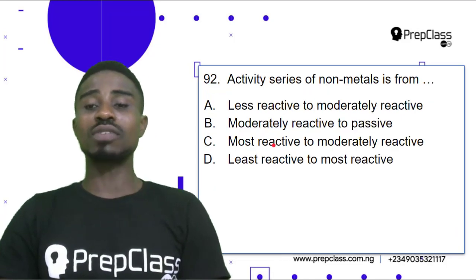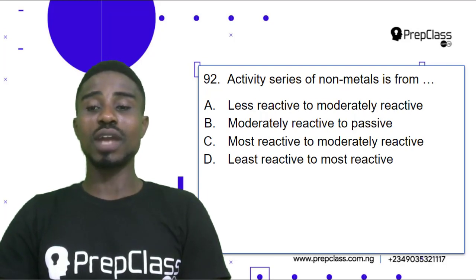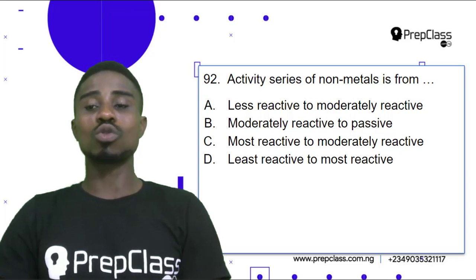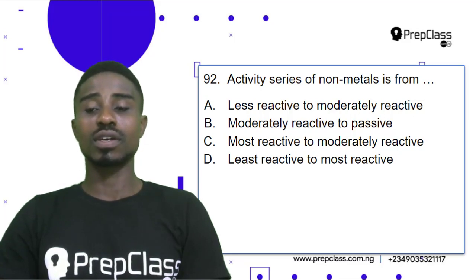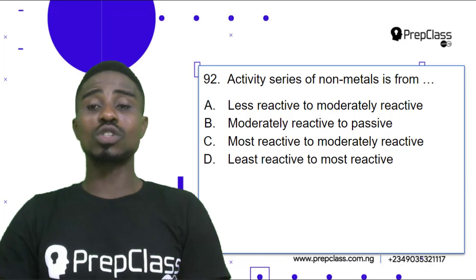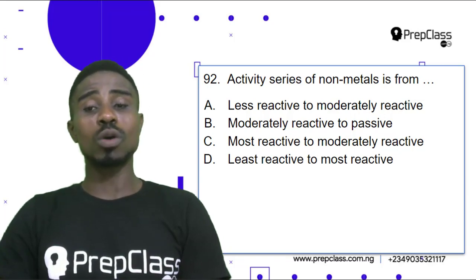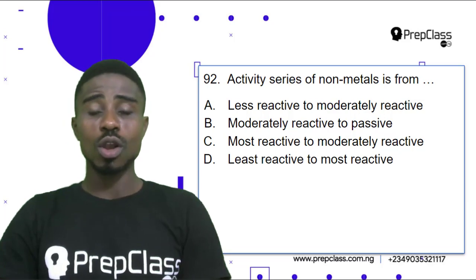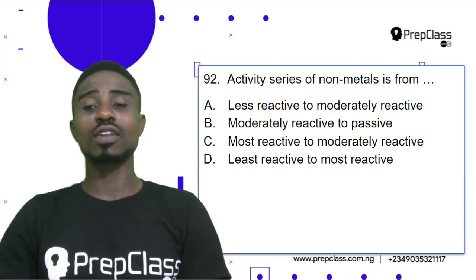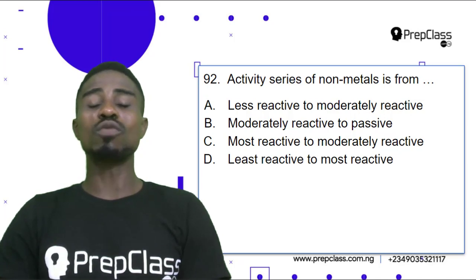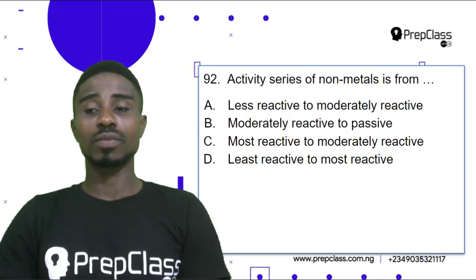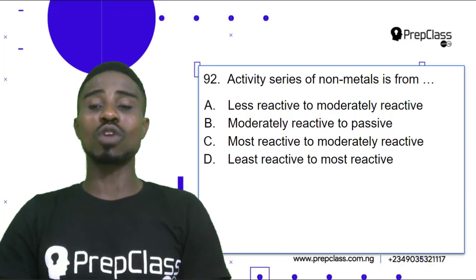Question 92, activity series of non-metals is from A, less reactive to moderately reactive, B, moderately reactive to passive, C, most reactive to moderately reactive, D, least reactive to most reactive. For us to carefully select the correct answer, we need to analyze all of the options and see which one best answers our question. But before we do that, we need to have an understanding of what the activity series of non-metals looks like. Alright, let's check out what the activity series of non-metals looks like.